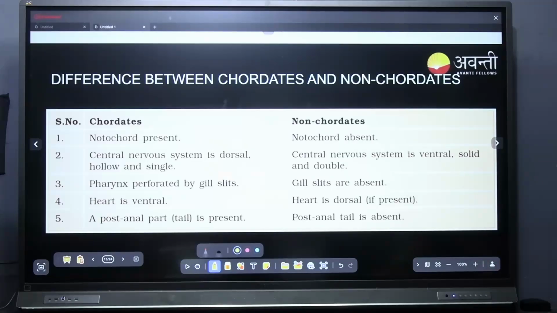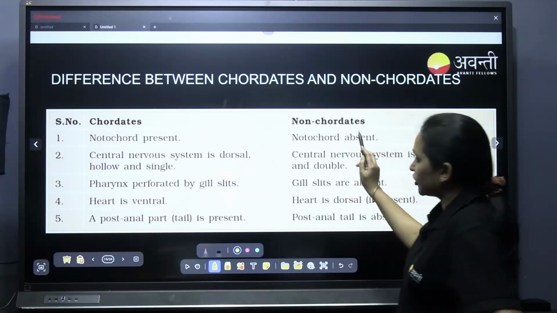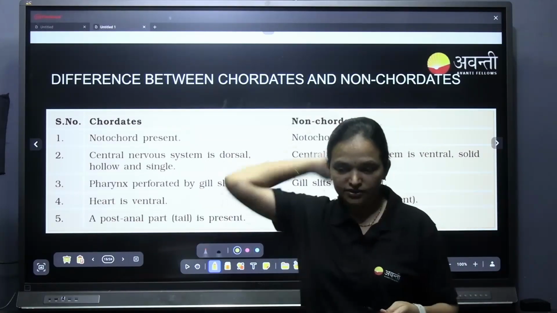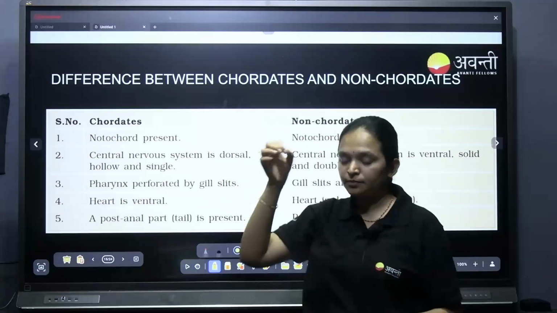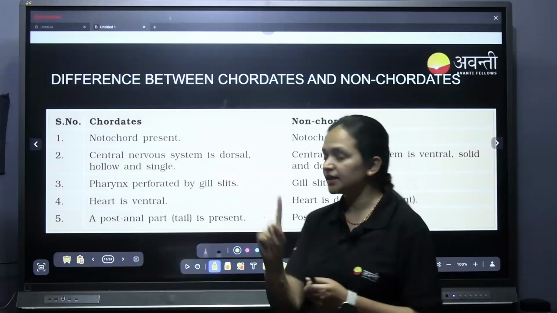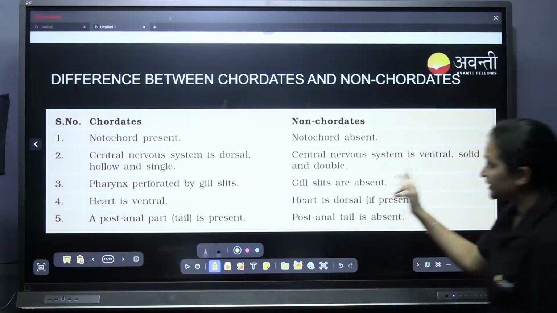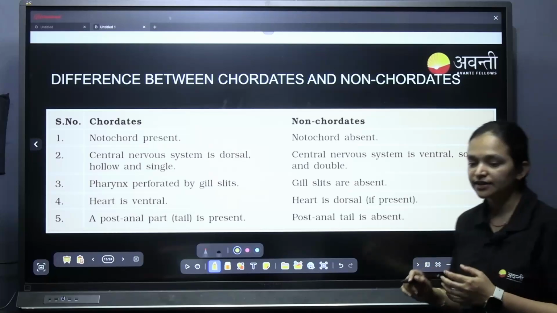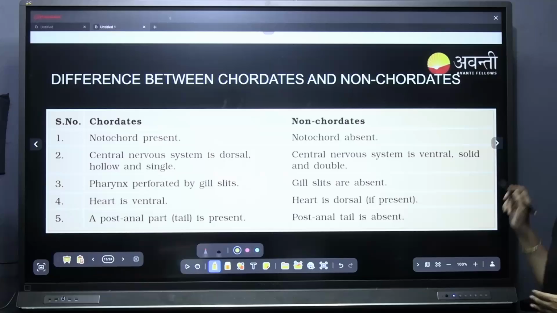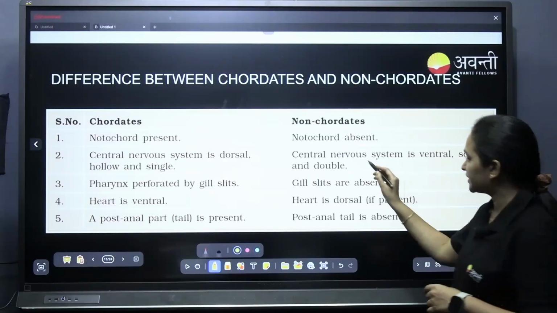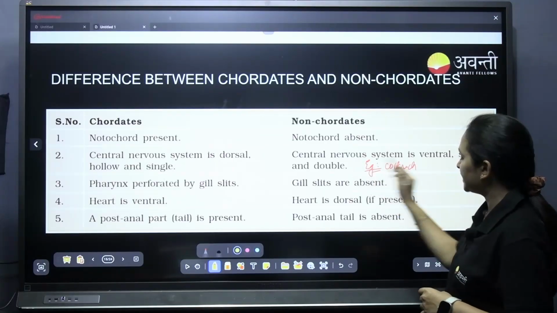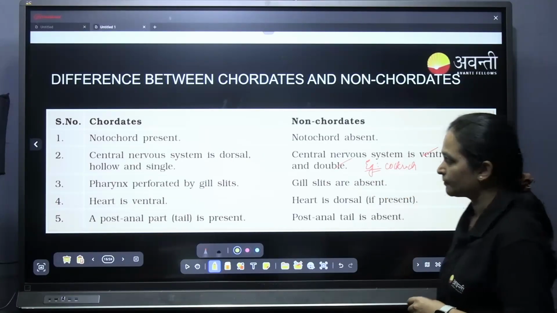This is the difference I was telling before. In chordates, notochord is present; in non-chordates, notochord is absent. In chordates, the central nervous system is dorsal, behind, hollow, our vertebral column is hollow because the spinal cord goes through it, and it is single, only one row. But in non-chordates, the central nervous system is ventral, on this side, solid and double. If you see the example of a cockroach, we can see that it is entirely ventral, solid and double.